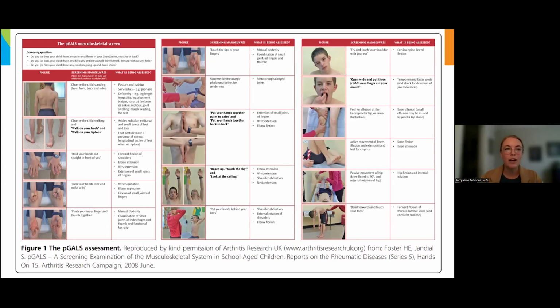I'm not going to go over every single maneuver on this slide. I think you guys can use this for reference after the fact, but there are a few that I do want to draw your attention to.